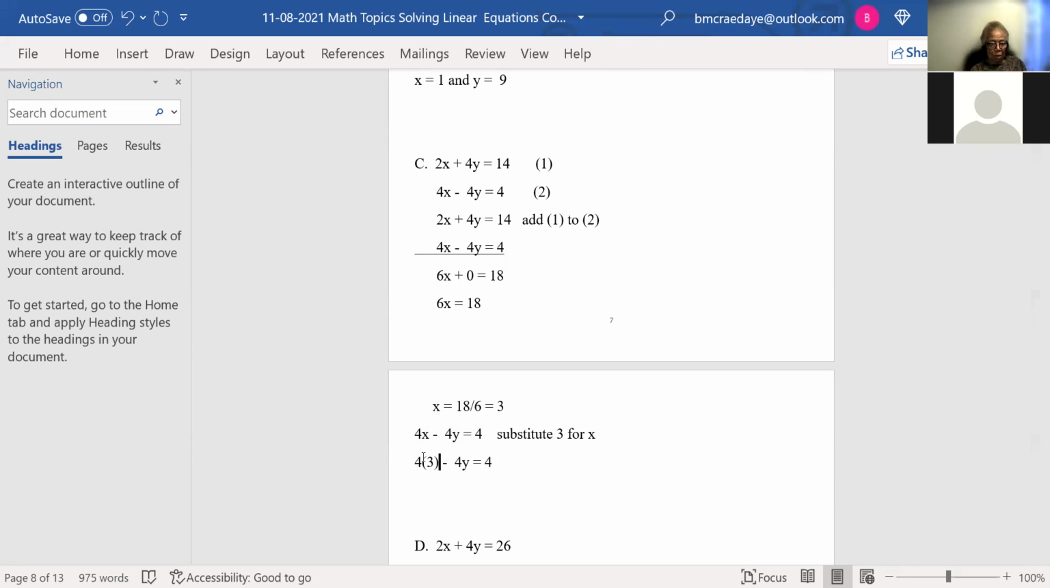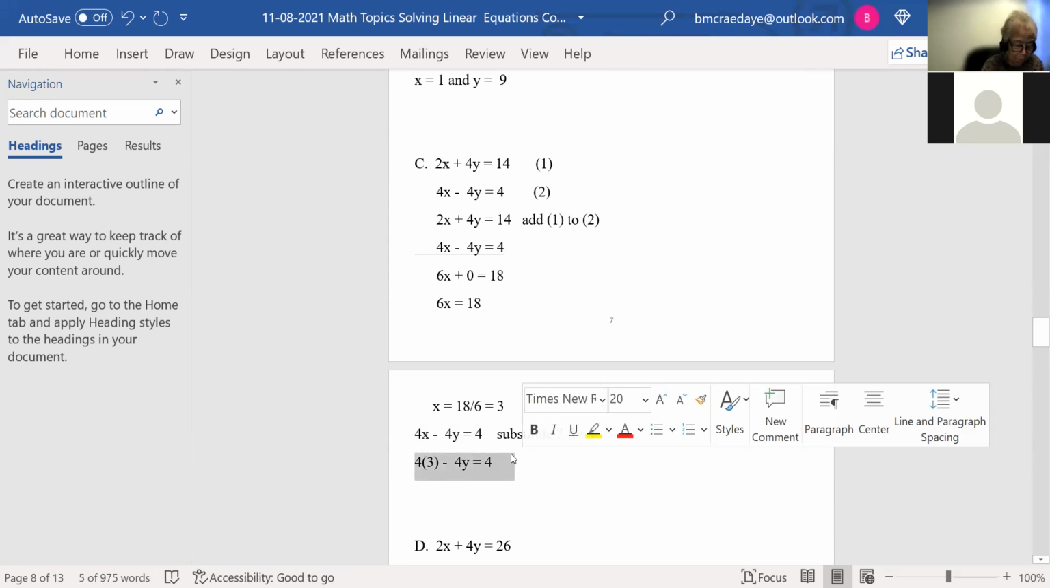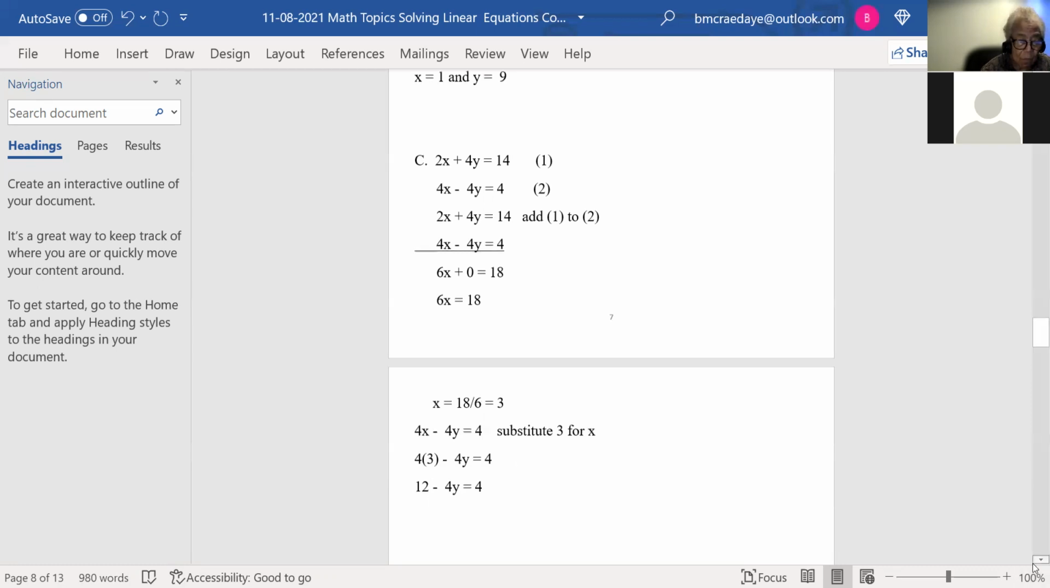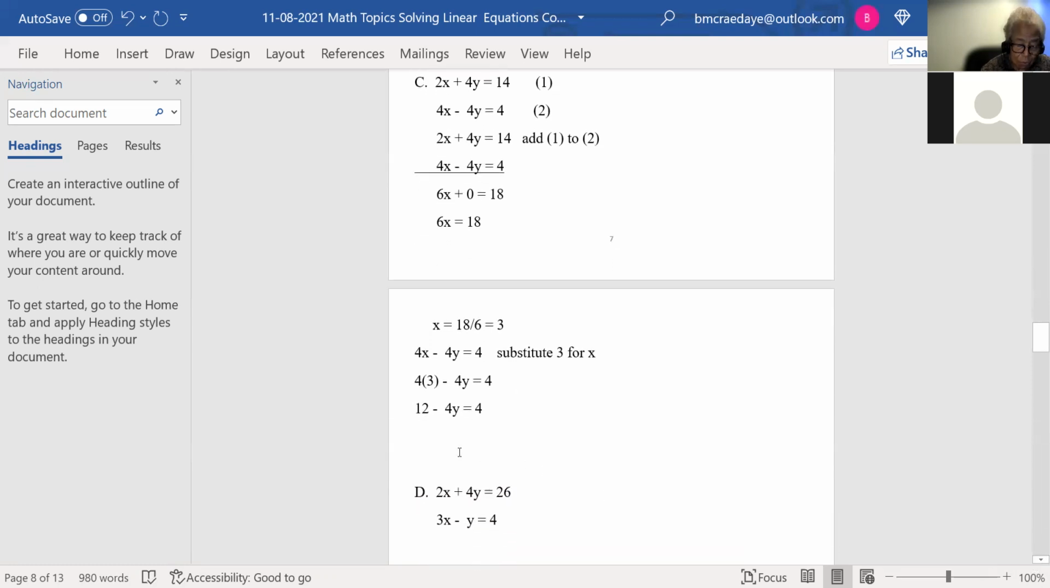12. Okay. So that'd be 12 minus 4y. That's a 4y, right? Okay. So this will be 12 minus 4y is 4. So what do you do next? You divide. No, add. No, no. You have a 12 that you need to get with the 4, right? So what would you do?